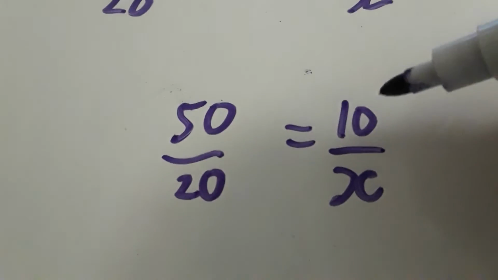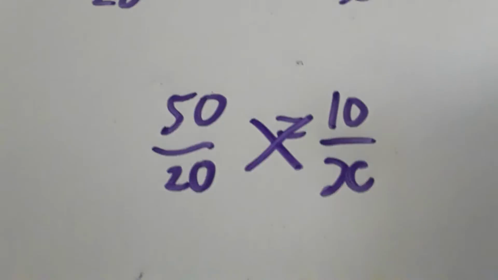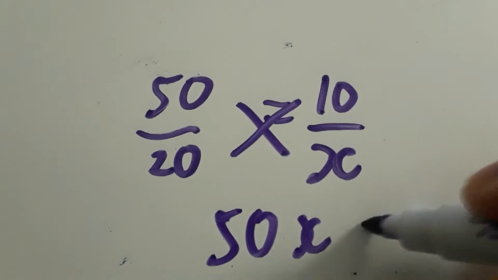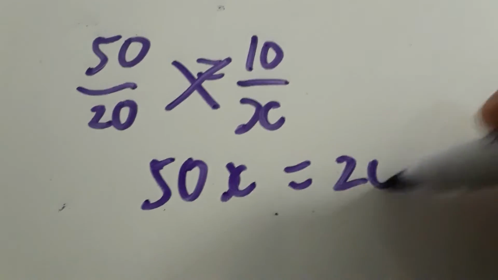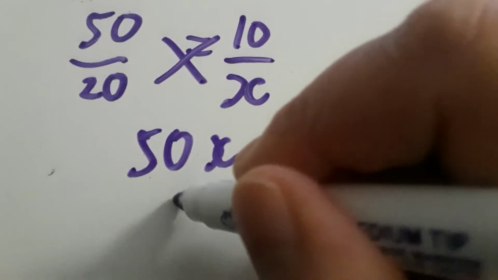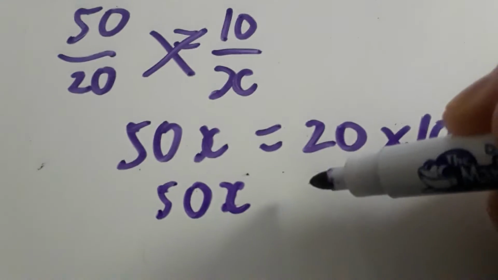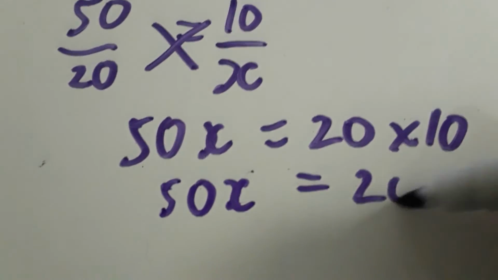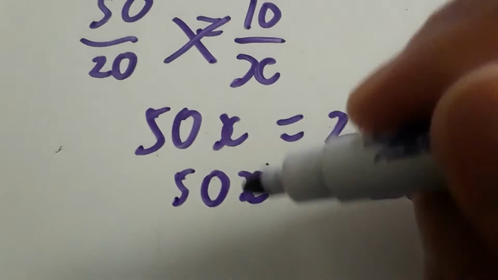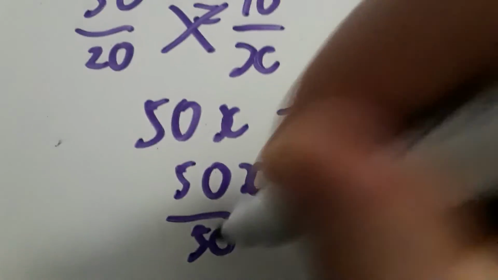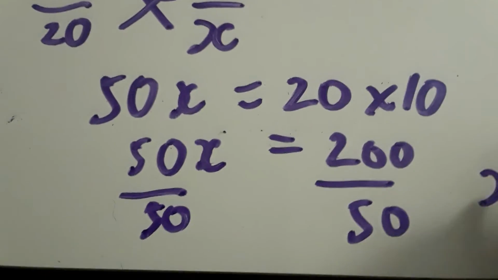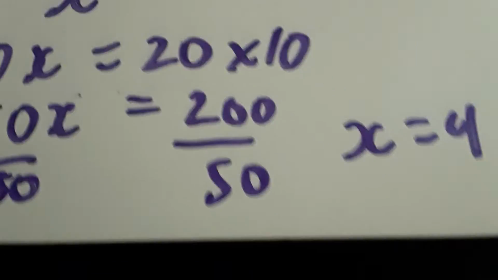What you can do now with the proportion is you can cross multiply, okay? So you end up with 50x equals 20 times 10. So now you're just doing some simple algebra and multiplication. 50x will equal 200. How do we get rid of that 50? Well, we divide, it's called the coefficient. We divide both sides by the coefficient, and we end up with x equal to 4. Okay?